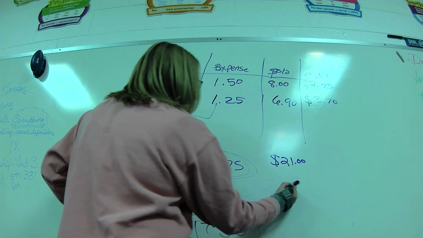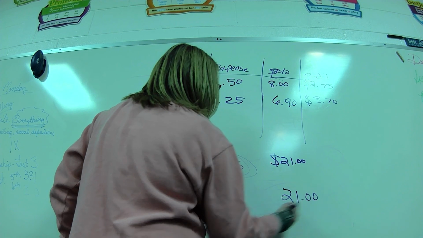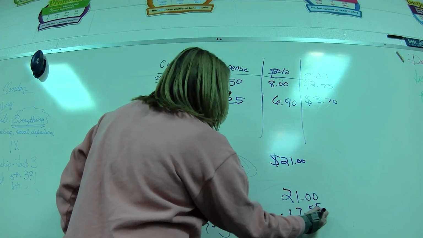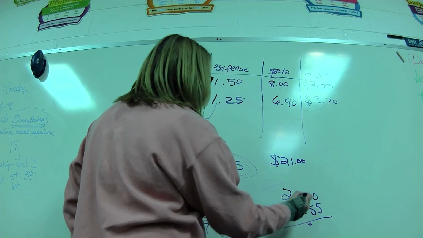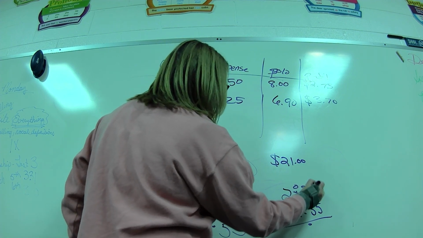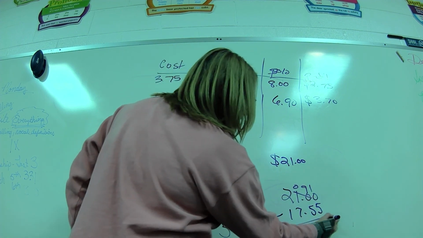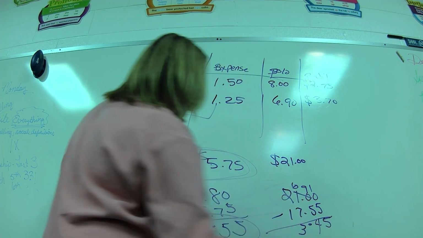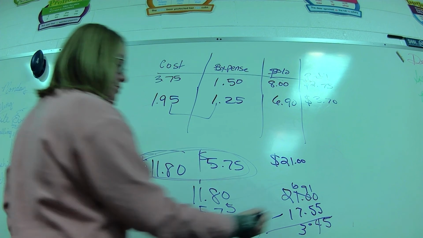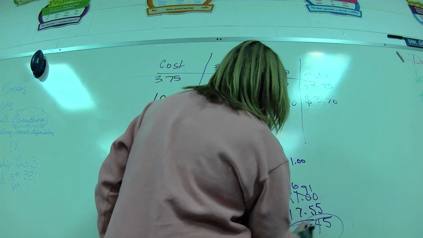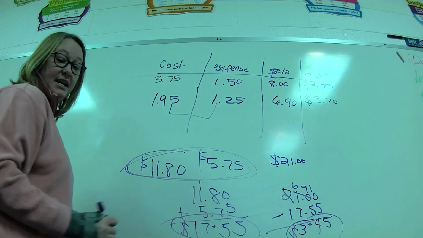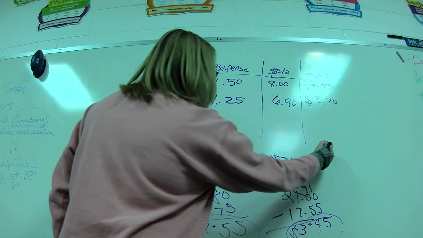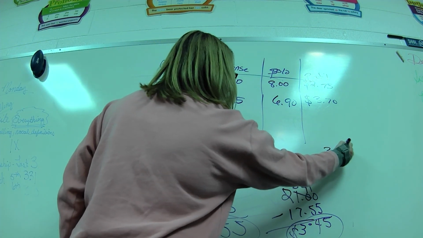So we take the $21, and we're going to subtract the $17.55. All right, so this is going to go to 9. It's going to go to 10. So he didn't make much money on this one. He only made $3.45. Make sure you put a dollar sign because that's his profit. So on the mixer, he only made a profit of $3.45.